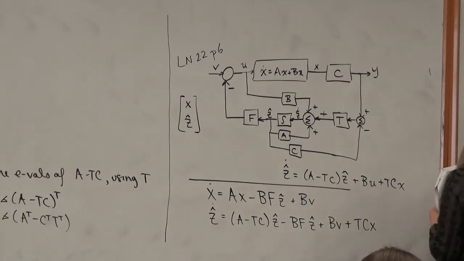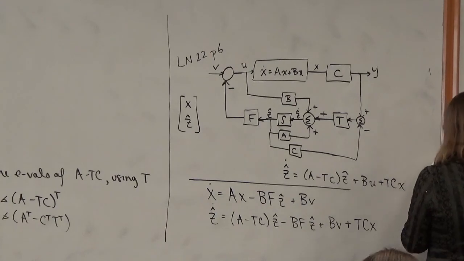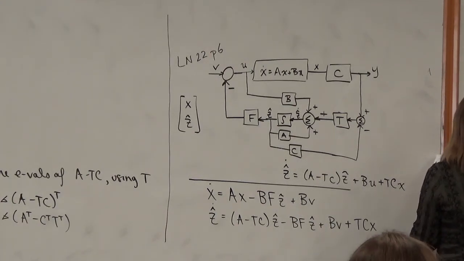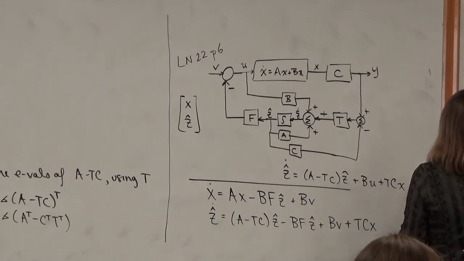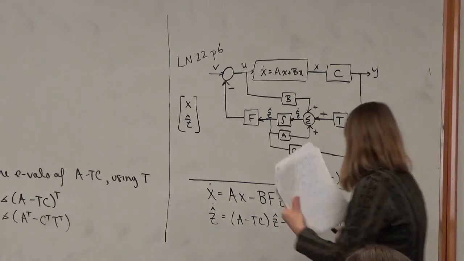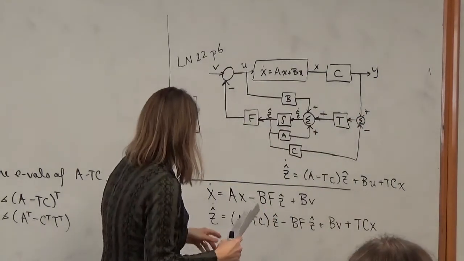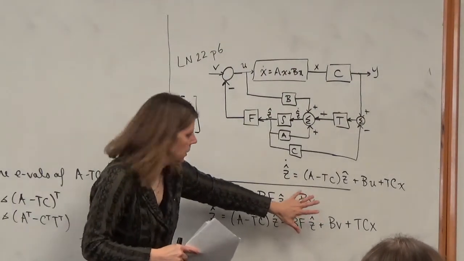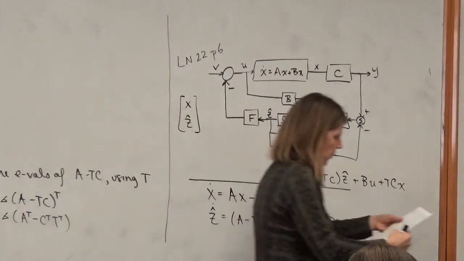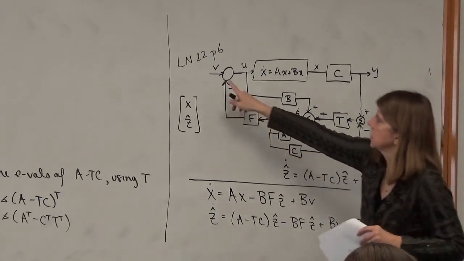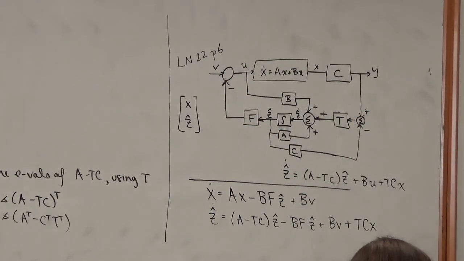So if I look at E, what did we say E was? Z hat minus x. Then E dot is equal to z hat dot minus x dot. So we've already calculated this, right? We're still getting cancellation of BU. That hasn't changed. So it's still going to be the same as it was before, which is (A minus TC) E. Okay, so the addition of this auxiliary input V is not changing that.